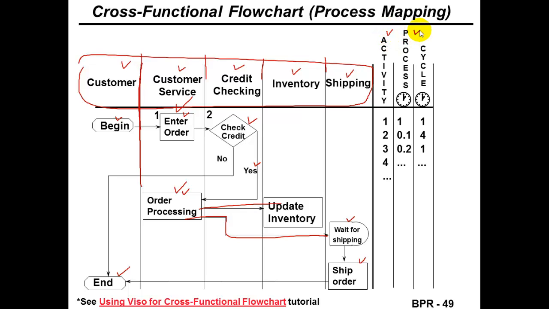Additional information can be collected. Here we just give each activity a number, a sequence number to identify it. We can also estimate the processing time and the cycle time of each of the activities. And when there's a big gap between processing time and cycle time, then we know there's a lot of room for improvement.